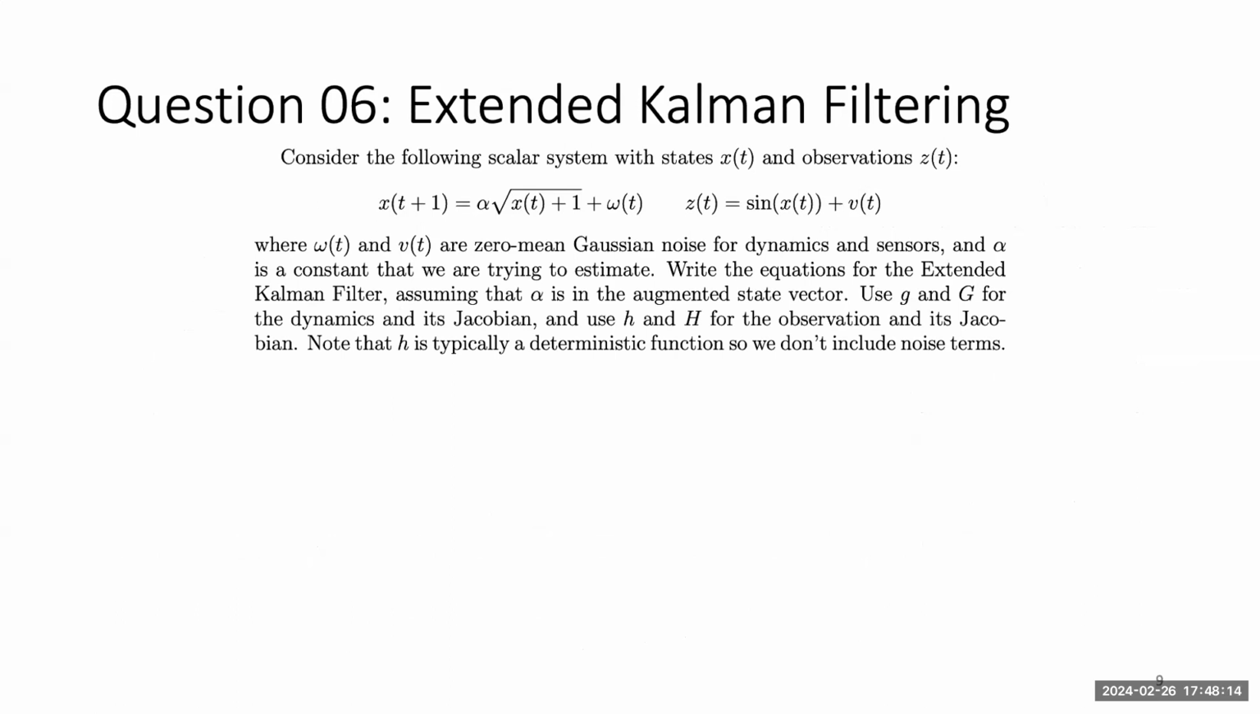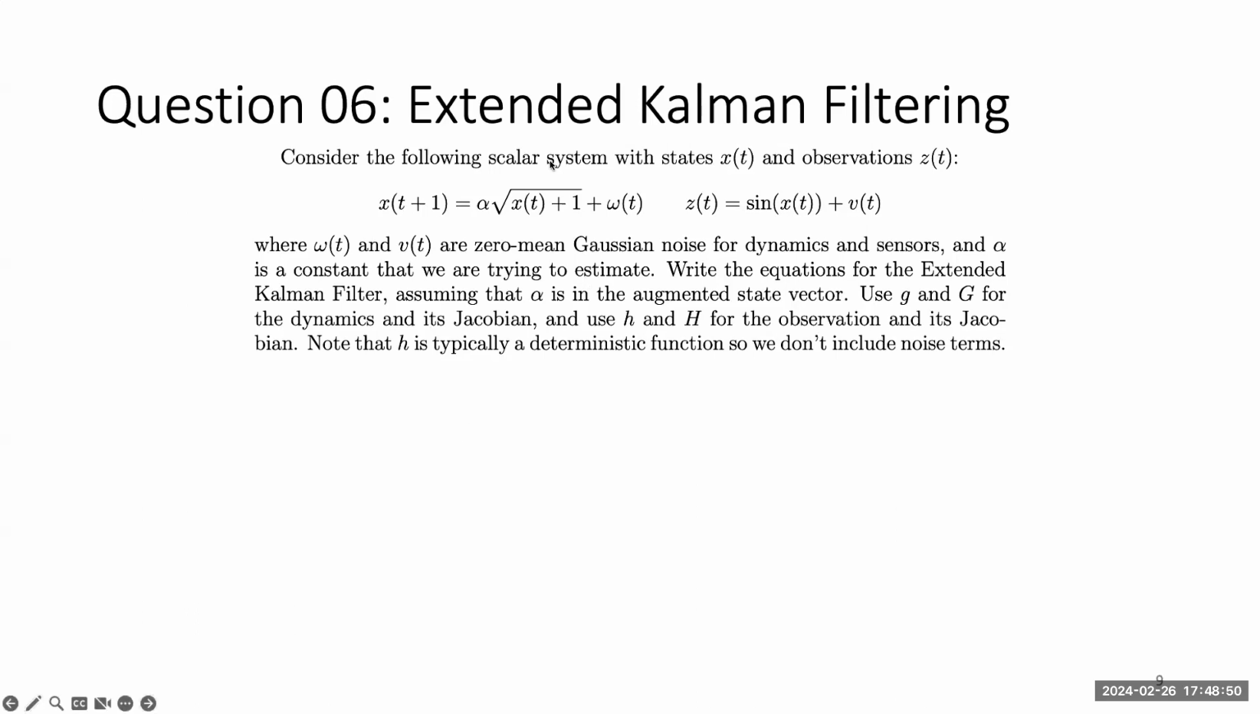So if you have the extended Kalman filter, I think there were a lot of questions on the homework when you were working on this. If you think of the following scalar system with the state and the observation, you might be asked to write the equations for the extended Kalman filter, and there are 4 parts to it. You have the lowercase g, that is the nonlinear state transition. You have capital G, that's the Jacobian. And then you have lowercase h and uppercase H for the observation.